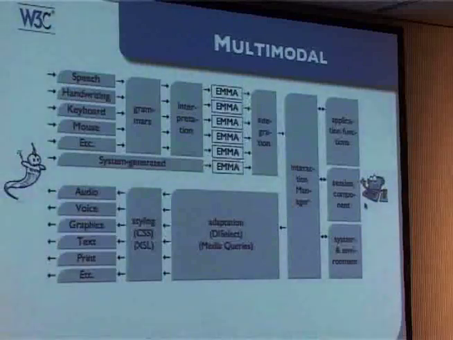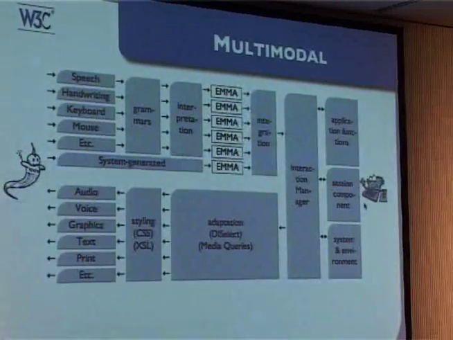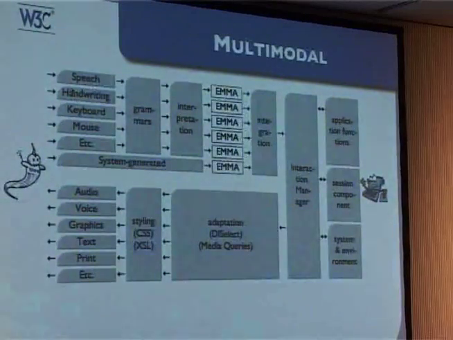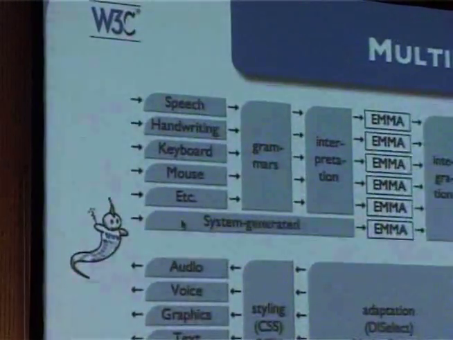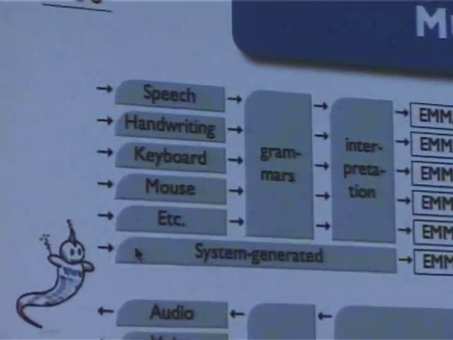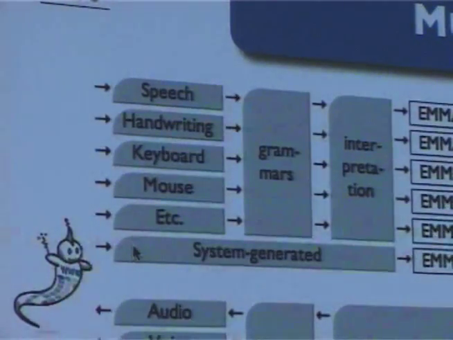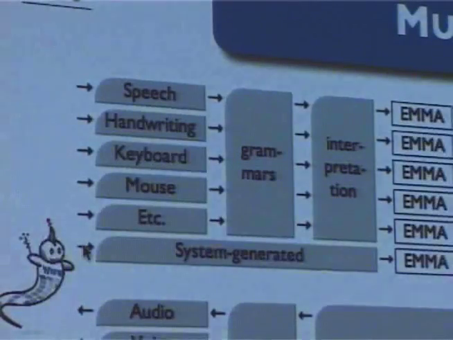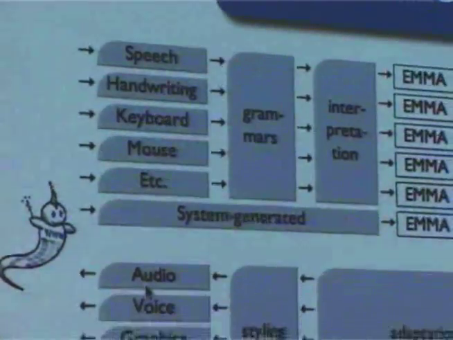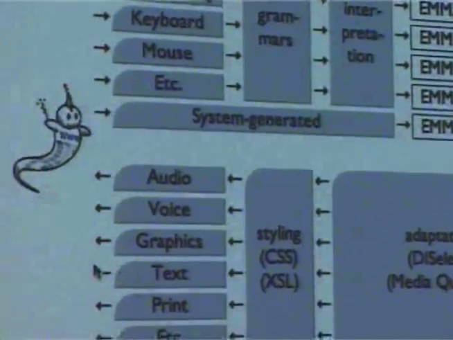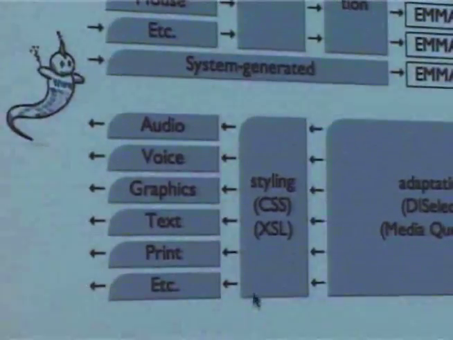Don't know if you can read that. This is basically the architecture that the Multimodal Working Group came up with. Input at the top: speech, handwriting, keyboard, mouse, other things. Some input is automatically generated by your device: information about the environment you're in, the temperature, the lighting level, the sound level, if there's a lot of noise around you. Those things may be automatically generated and given as input to some application. At the bottom there's the output via audio, synthesized voice, graphics, text, output to a printer, etc.